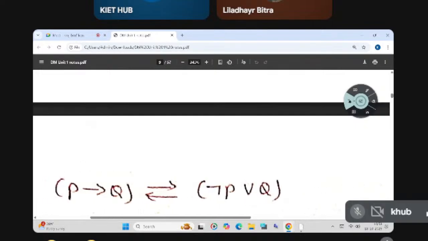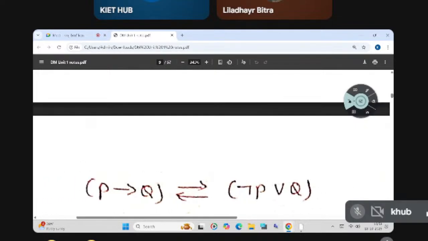Right. So the question is P implies Q, double implies negation P or Q. P implies Q, double implies negation P or Q.